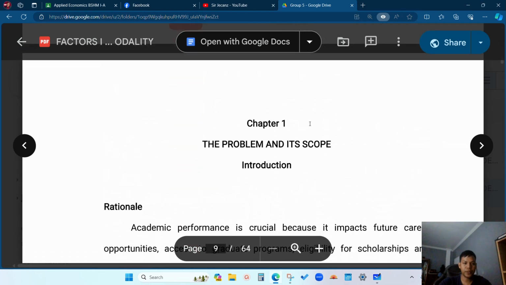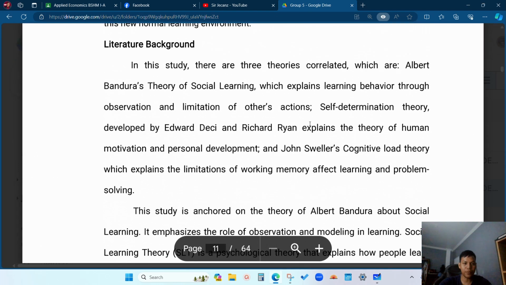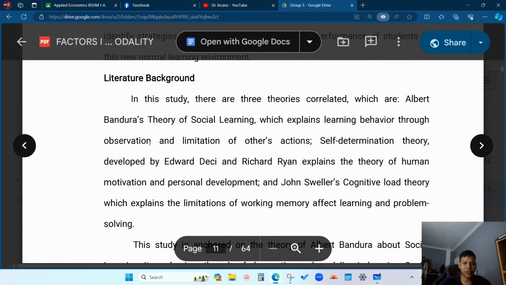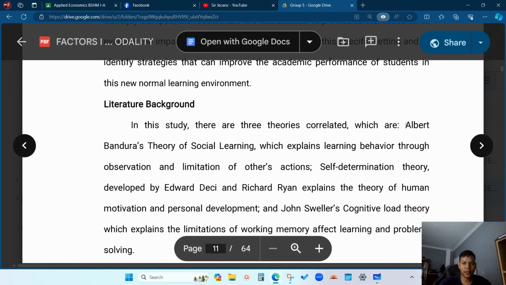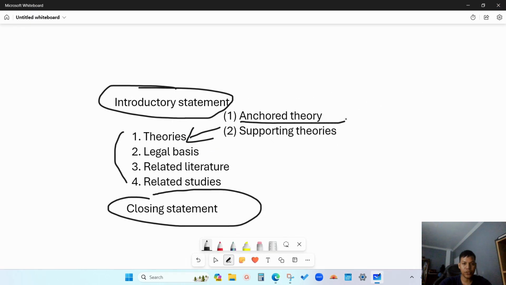So these are the important content that must be seen in your literature background. This is the introductory part. This summarizes the three theories. It means that Albert Bandura's theory of social learning is an example of the anchored theory.